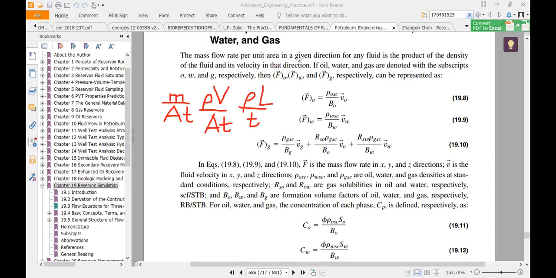Okay, so let me clean the screen. So what is being done in equation 19.8, 19.9, 19.10 is writing the mass flow rate per unit area for the different phases.